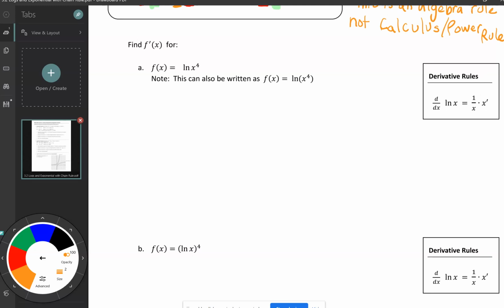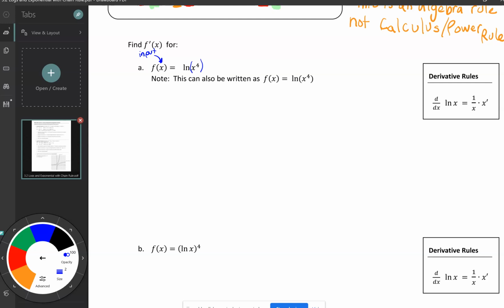So our function takes an input, and it puts our input into an argument, into this x to the 4th. The standard way to write this log is without parentheses around the argument, but there are understood parentheses around that argument. I'm taking the log of x to the 4th.